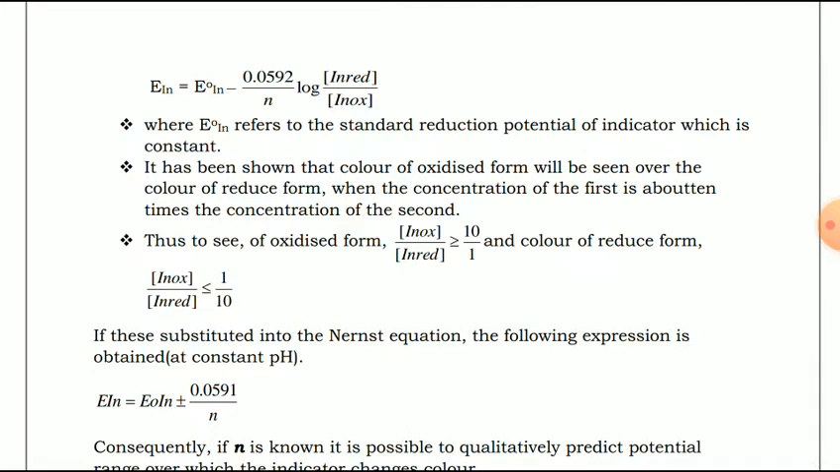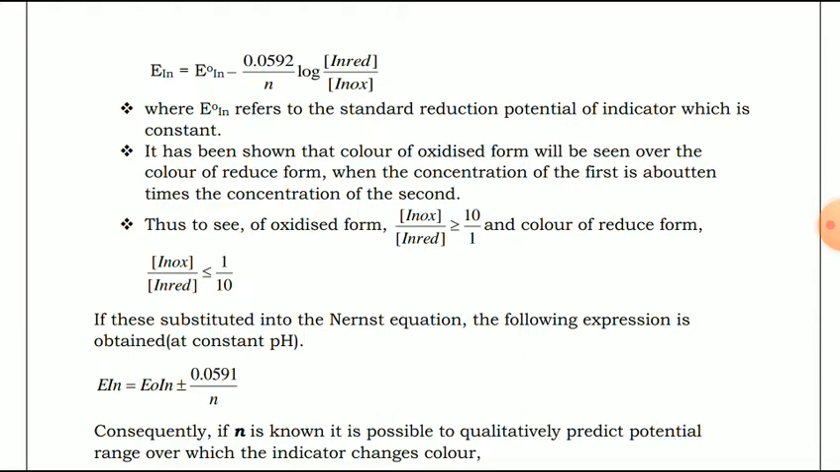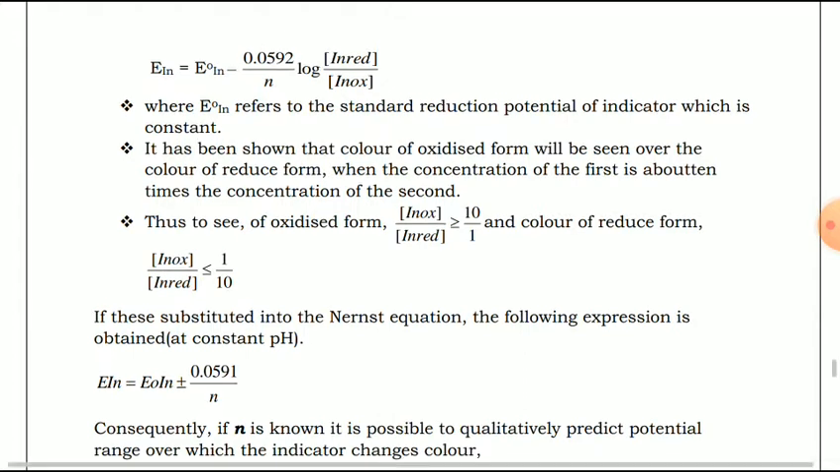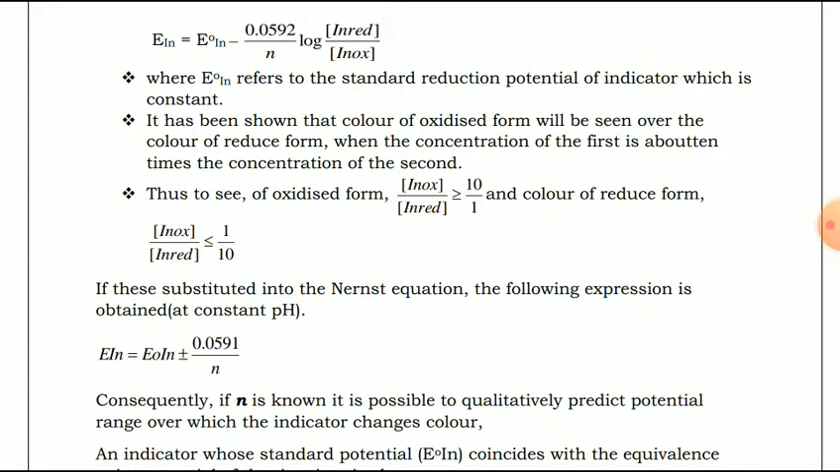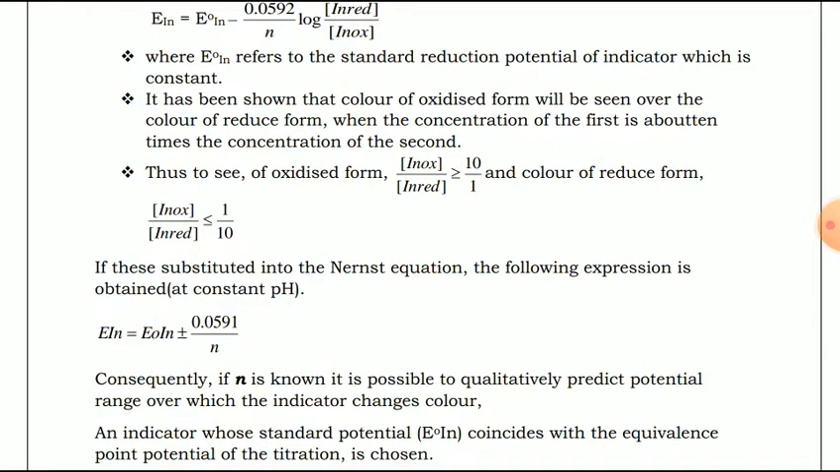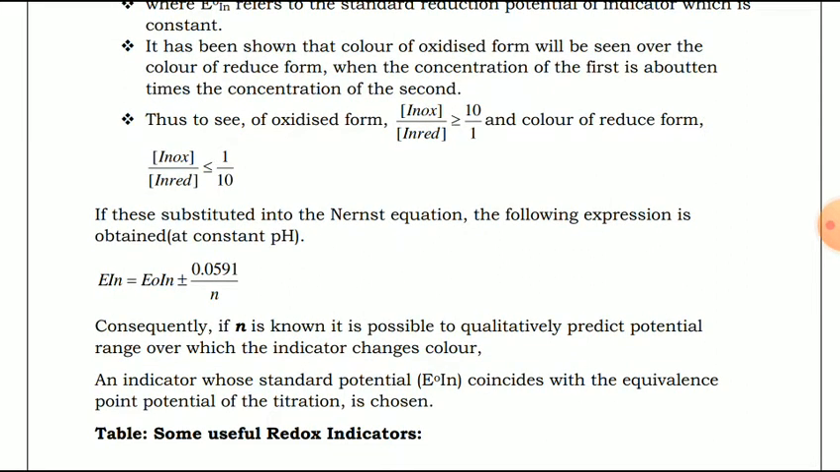Consequently, if n is known, it is possible to qualitatively predict the potential range over which the indicator changes color. An indicator whose standard potential E naught IN coincides with the equivalence point potential of the titration is chosen. Now we will see some redox indicator examples.